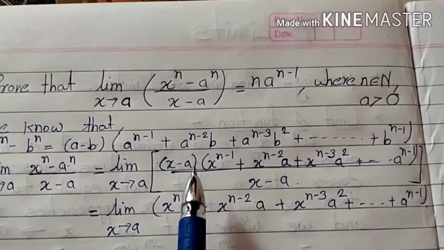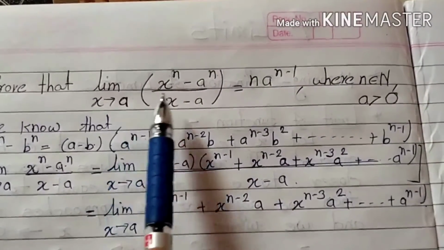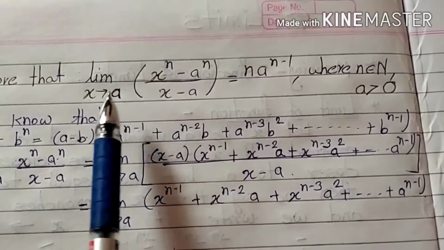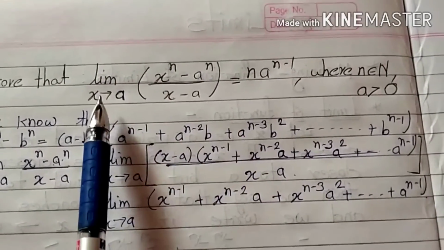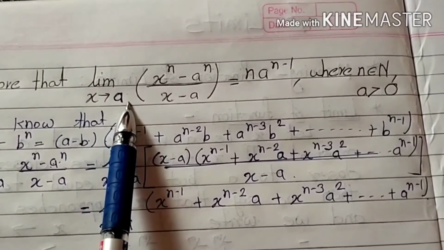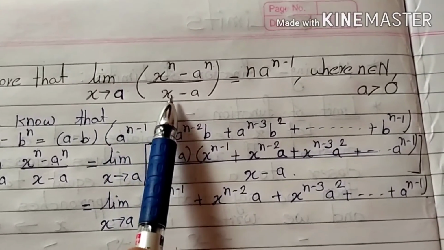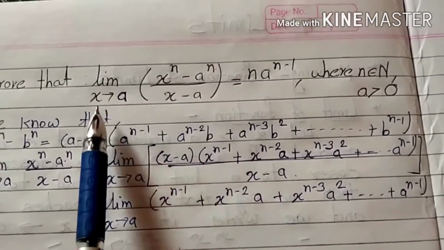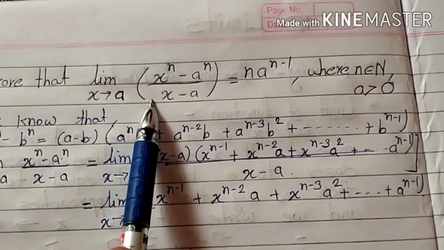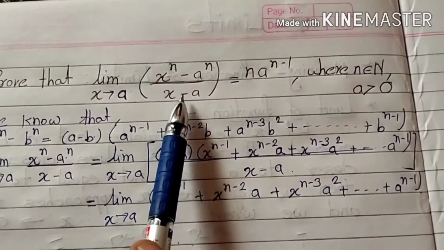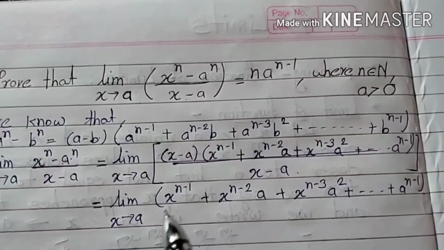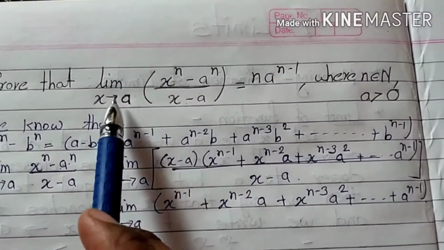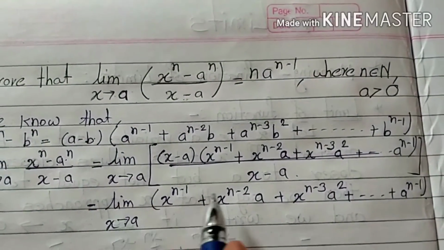Students, always remember that when this type of limit occurs, the reducing factor is x minus a. If it is x tends to 3, then the reducing factor is x minus 3. If it is x tends to minus 1, then the reducing factor is x plus 1. Okay, so remember that. And when we remove this factor, then you can apply the limit.